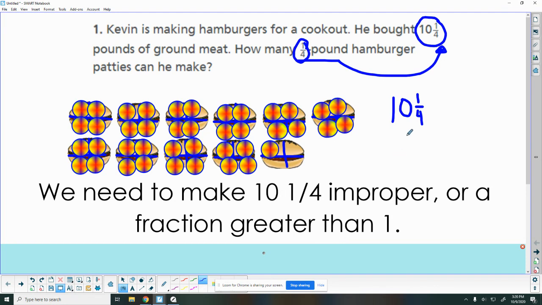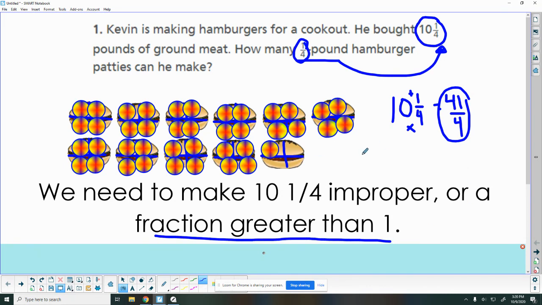If I look at that mathematically, I know I have 4 in all of my hamburgers, and I have 10 whole hamburgers. 10 times 4 is 40, and I have one more piece. I'm going to add that on. I have 41 fourths of a pound of hamburger. So this right here is an improper fraction, or known as a fraction greater than 1.